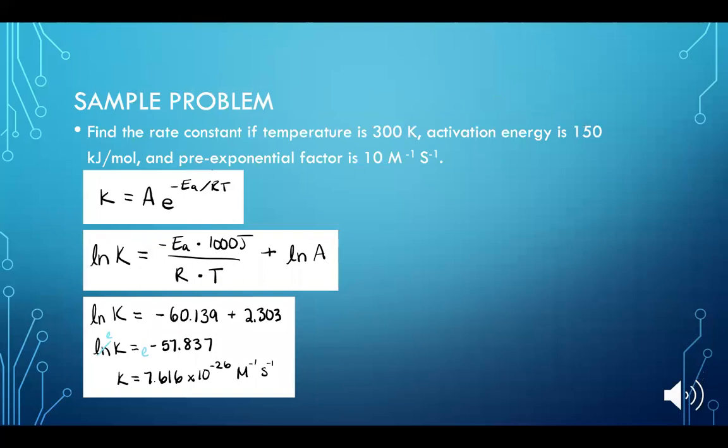Here's a sample problem. Find the rate constant if temperature is 300 Kelvin, activation energy is 150 kilojoules per mole, and the pre-exponential factor is 10 m to the negative 1 s to the negative 1. Here we are using the rate of reaction equation. We take the logarithm of both sides, sub in the values, and take the exponent of e to find k.